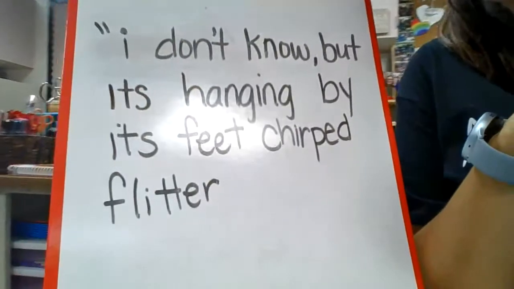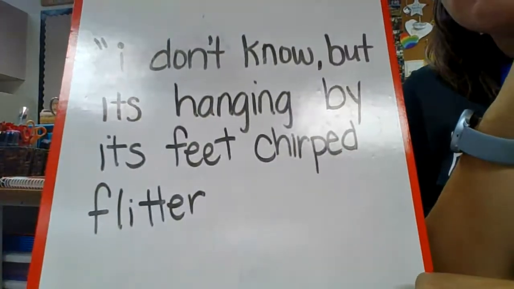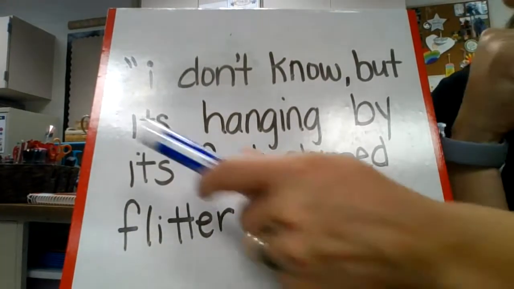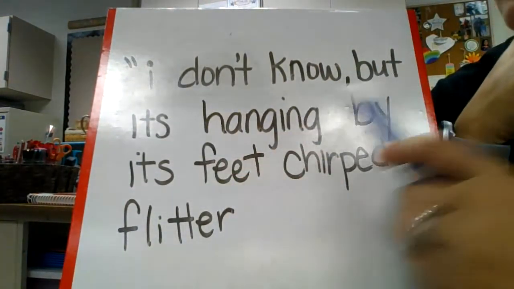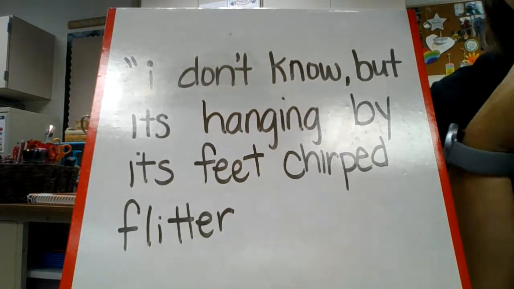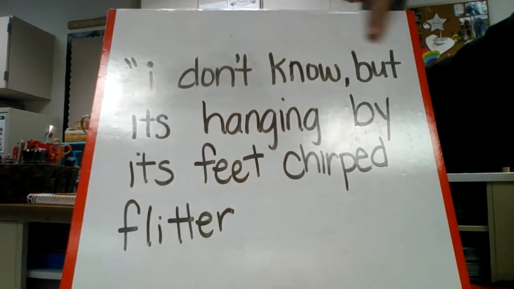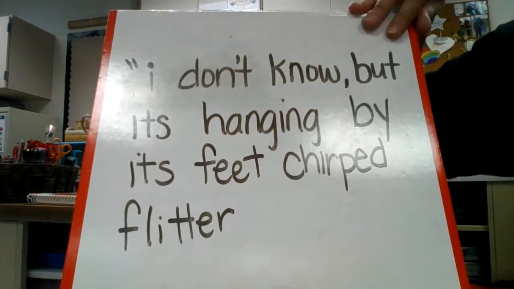So let's take a peek at the sentence I have. It is our sentence, but there are some mistakes in it. "I don't know, but it's hanging by its feet, chirped Flitter." So again, let's first look at the beginning of the sentence. Let's look at this first row and see if there's any mistakes that we might see.